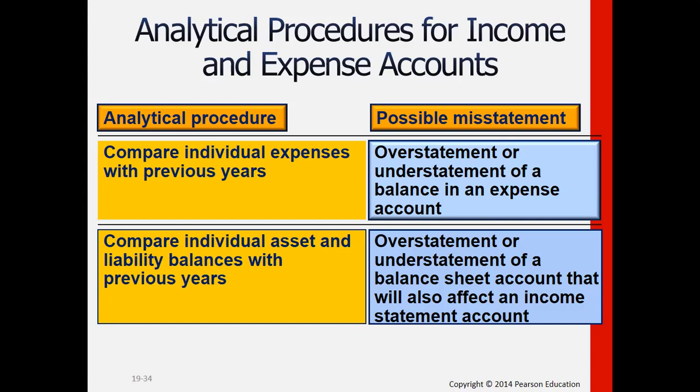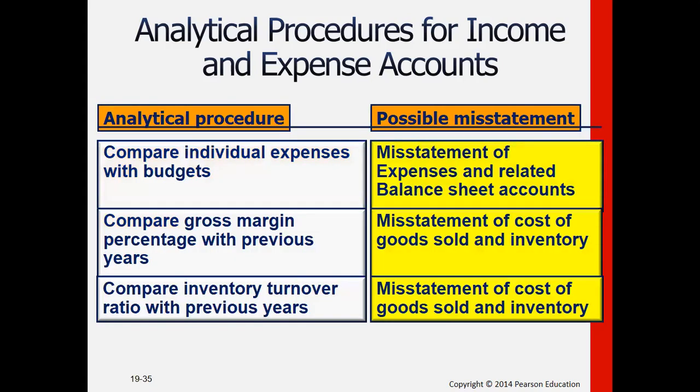But take note, because of the concept of articulation, in which items on one financial statement would be connected to the other, any understatement or overstatement, or the reverse, with the assets and liabilities would have an impact on the income statement or vice versa. Then compare individual expenses with budget, so misstatement on the amounts of expenses and balance sheet accounts, or items on the income statement and balance sheet.